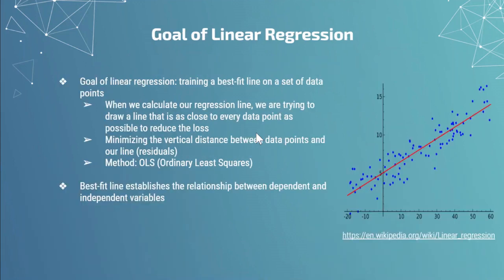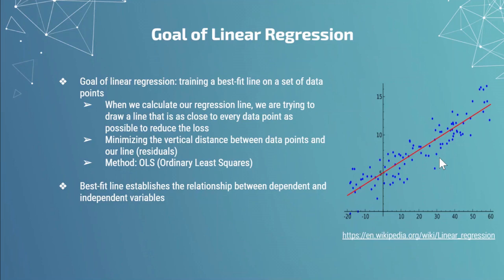So now that we understand the overall application and usage for linear regression, let's understand more about the goal of it. The idea of linear regression is to train a line of best fit on a set of training data points. So in this figure, we can see that these blue dots are all data points that we use to train our linear regression machine learning model. And an important idea to remember is that in order to develop a machine learning model, we have to feed it with training data.